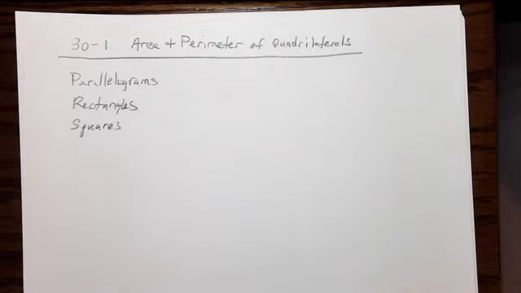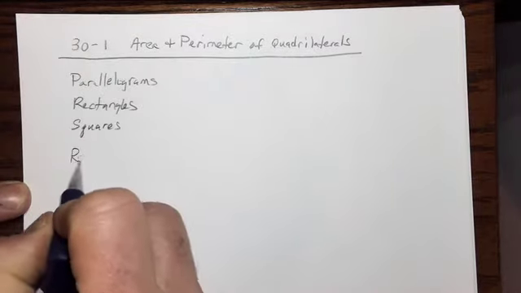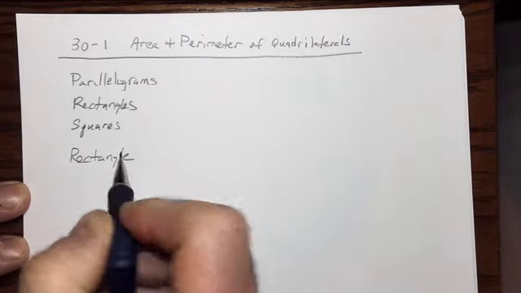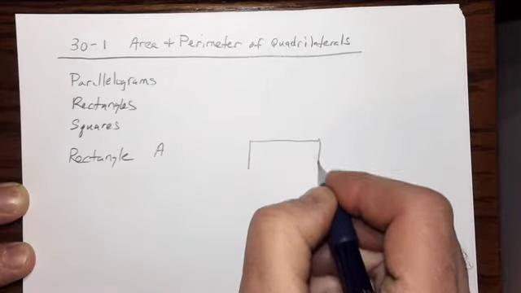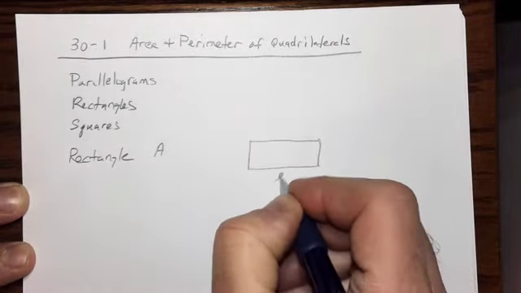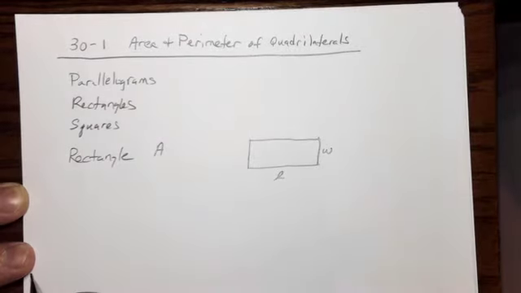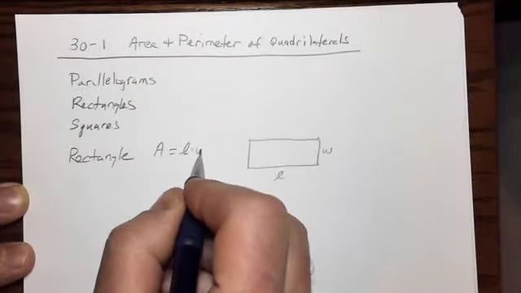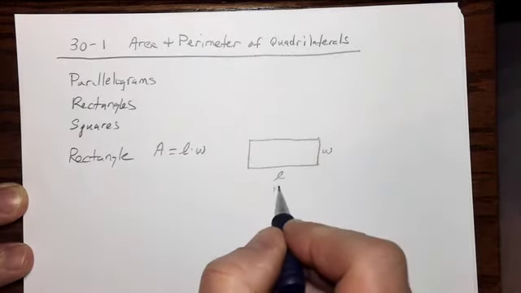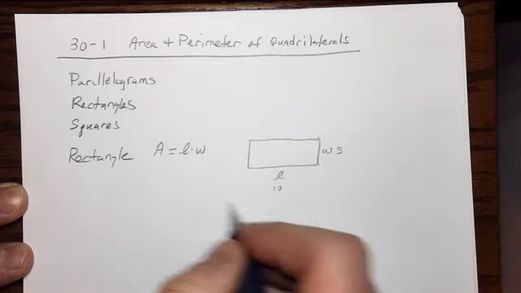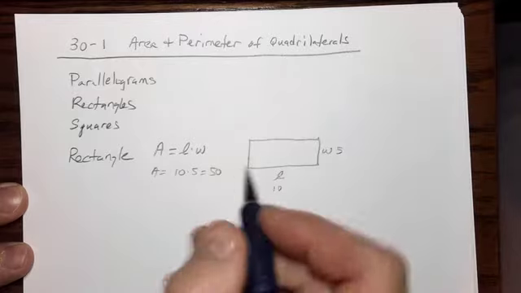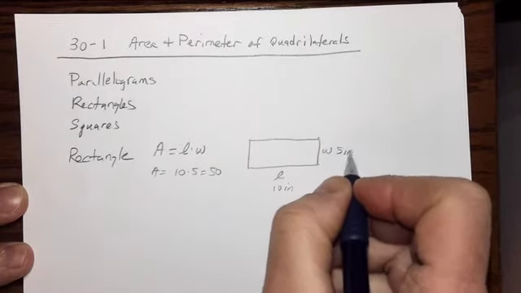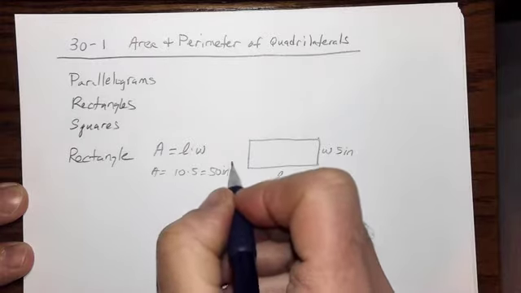They're very similar as far as finding the area. Most everybody will start with a rectangle. Most everybody's pretty familiar with the area of a rectangle. If you have a rectangle that has a length and a width, the area is just length times width. So if this was 10 and this was 5, the area would be 10 times 5, which would be 50. And if there's units on it, if you take inches times inches, it's inches squared.